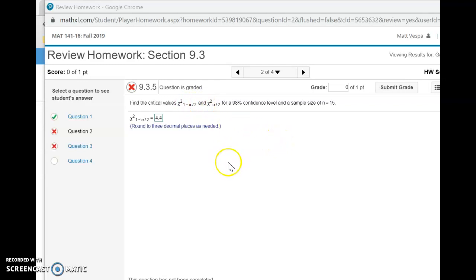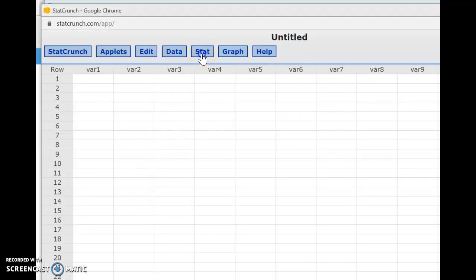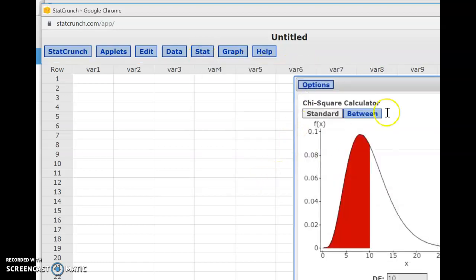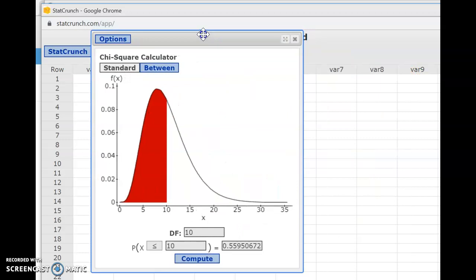And the easiest way to get those, you can get them from tables most of the time, but the easiest way is to go to StatCrunch. So we go Stat, Calculators, and chi-squared. Alright, and we can see the reason this one is different is because since standard deviations and variances are always positive, this is a skewed distribution that's entirely in the first quadrant. But finding areas works pretty much the same way.